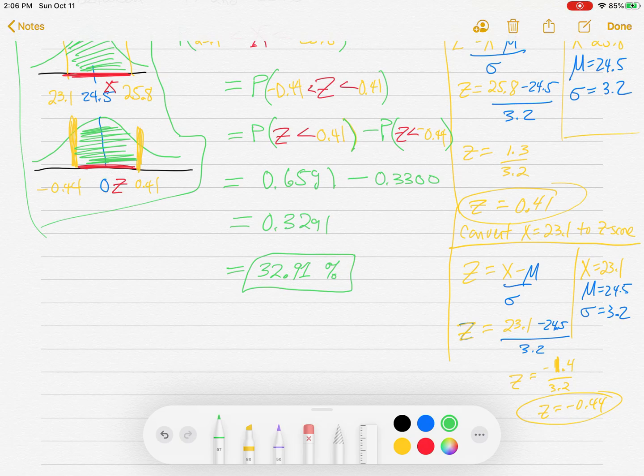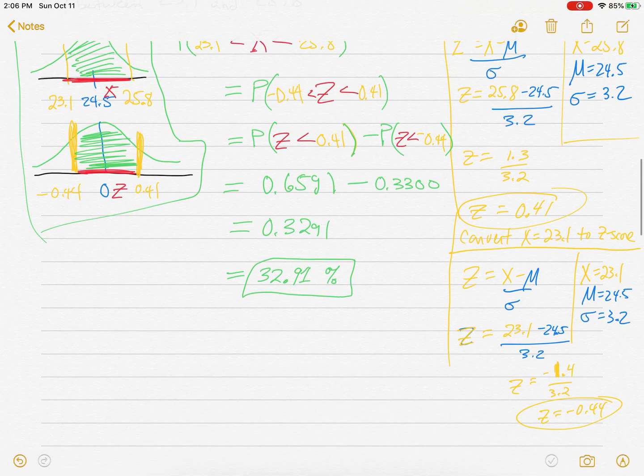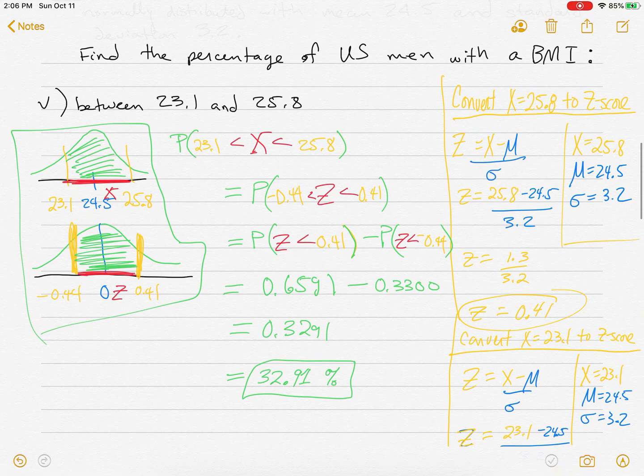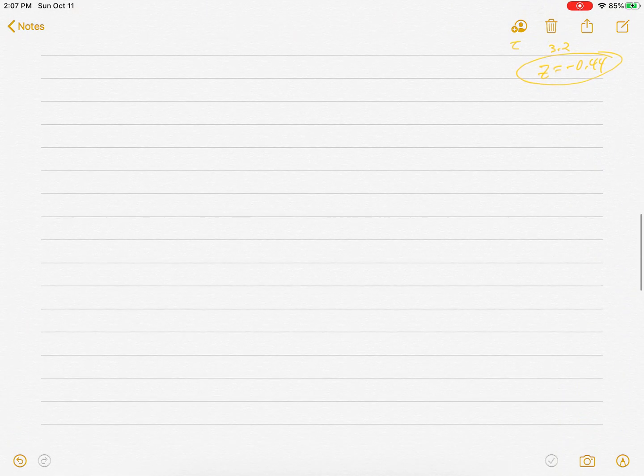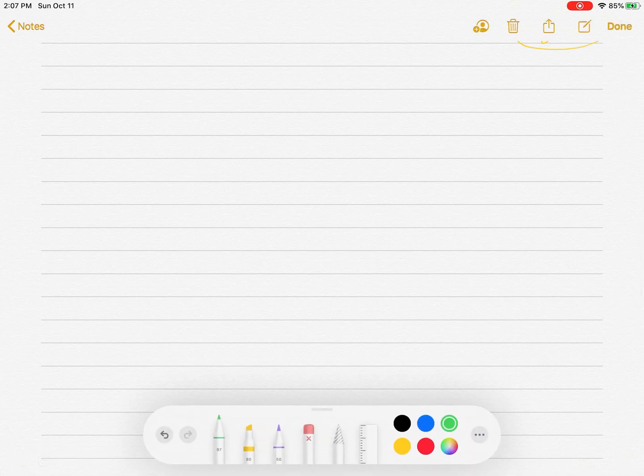Now, remember we want a percentage, so we're going to move the decimal to the right. We're going to get 32.91, and we're going to slap a percentage sign on the end. So we can say approximately 32.91% of U.S. men have a body mass index between 23.1 and 25.8.